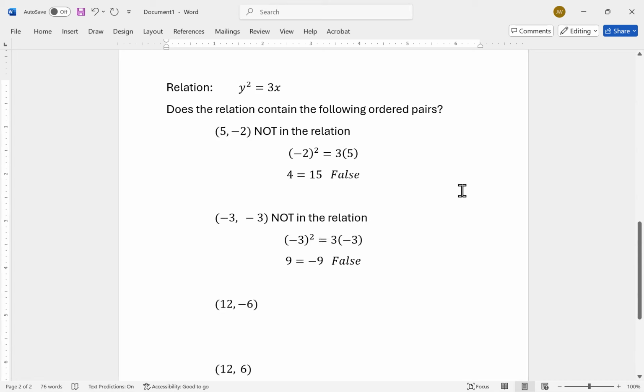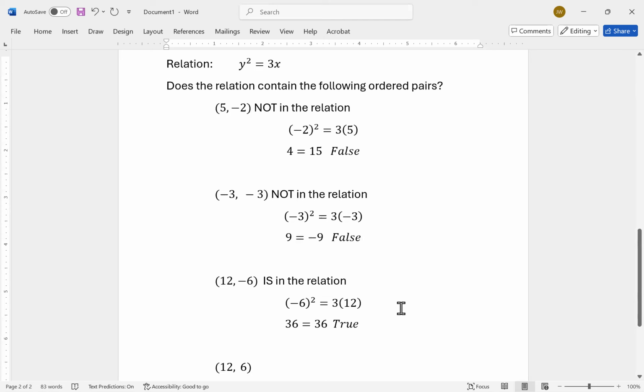Let's take a look at (12, -6). Again, -6 is the y value, so make sure you put that in for the y value inside parentheses. (-6) squared equals 3 times the +12. I end up with 36 is equal to 36. That's a true statement. And so that one is in the relation. (12, -6) is in the relation.